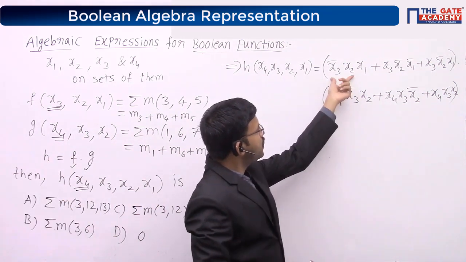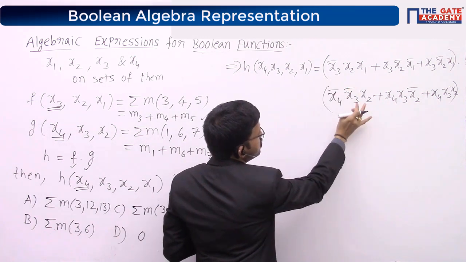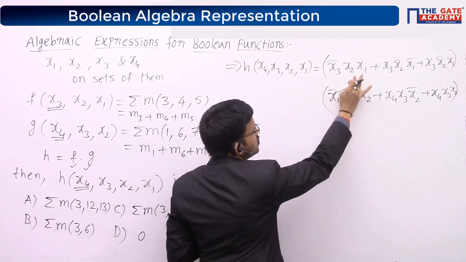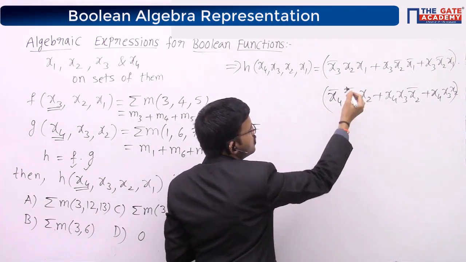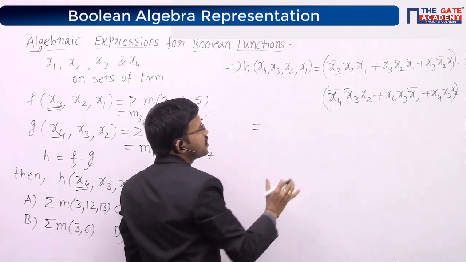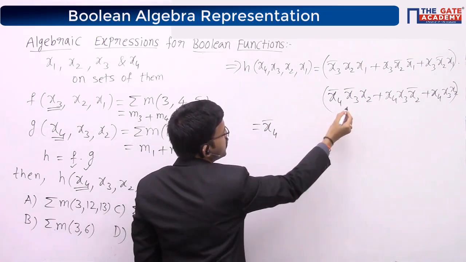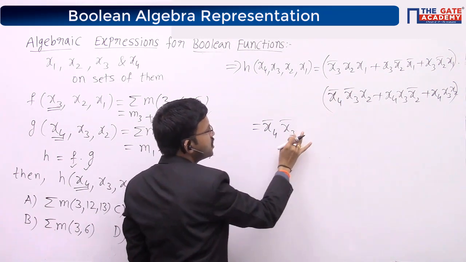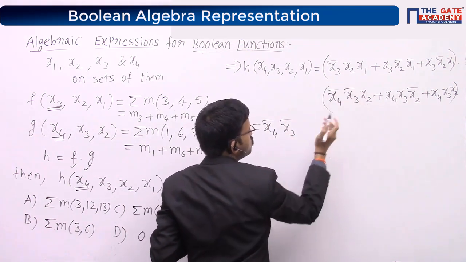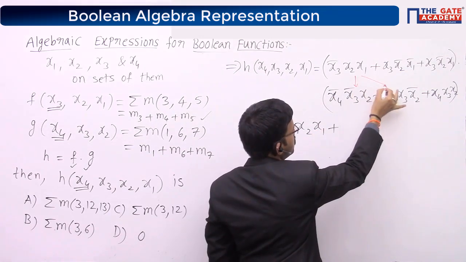Okay. Now let us consider this term, multiply with these 3. Here x3 bar is there, x3 bar is there. x2 is there, x2 is there. x4 bar, x1. That means when you are multiplying these two terms, you will get some term. See here, x4 bar, x3 bar into x3 bar is x3 bar, x2 into x2 is x2, then x1. This one we have completed.